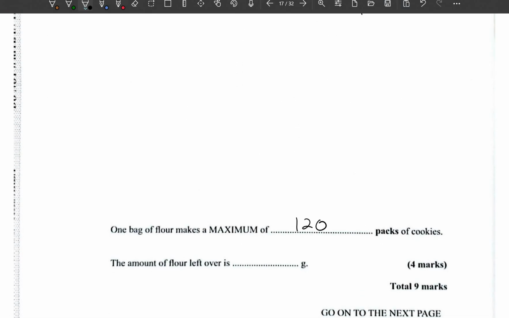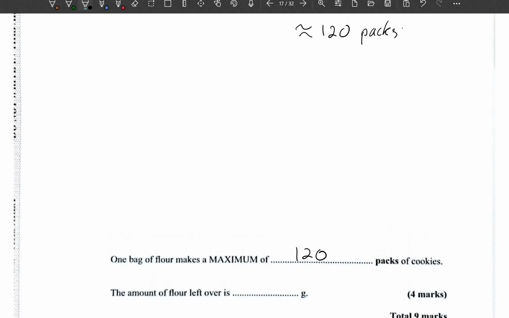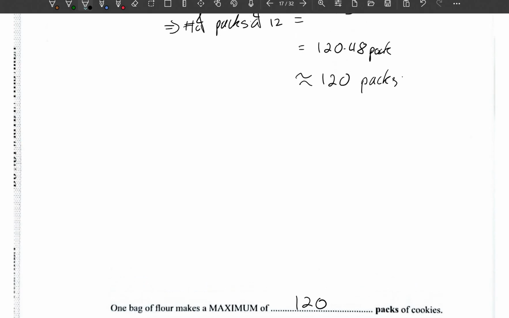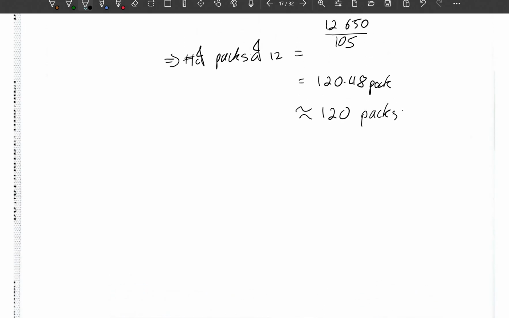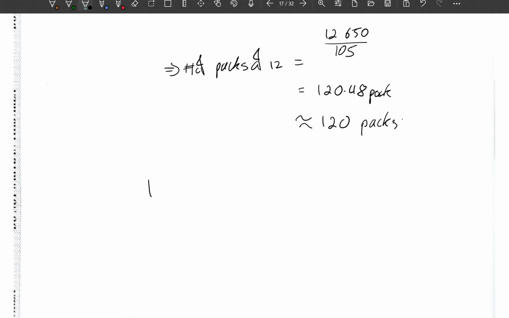Then they want to know what is the amount of flour left over. So let's see exactly how much flour 120 packs requires. So that would be 120 multiplied by the amount required for one pack. So this would be the amount required for 120 packs. Right, so that'll be 120 by 105. Let's see.